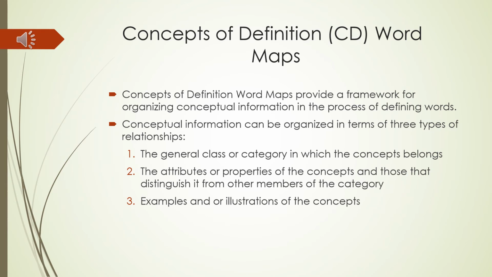Concept of definition word maps. Concept of definition word maps provide a framework for organizing conceptual information in the process of defining words. Conceptual information can be organized in terms of 3 types of relationships: the general class or category in which the concept belongs, the attributes or properties of the concept and those that distinguish it from the other members of the category, and examples and/or illustrations of the concept.